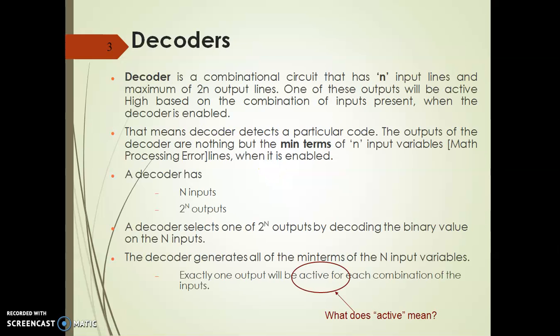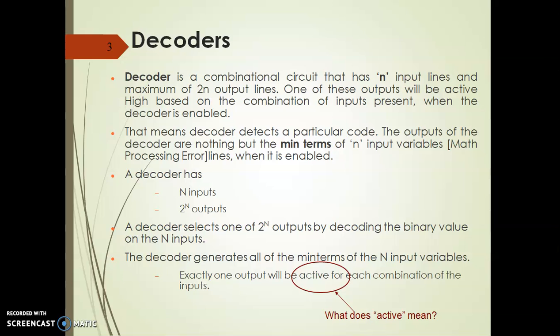The decoder is a combinational circuit that has n input lines and a maximum of 2 raised to n output lines. One of these outputs will be active high based on the combination of inputs present when the decoder is enabled. That means a decoder detects a particular code. The outputs of the decoder are nothing but the minterms of the input variables, on a line when it is enabled.